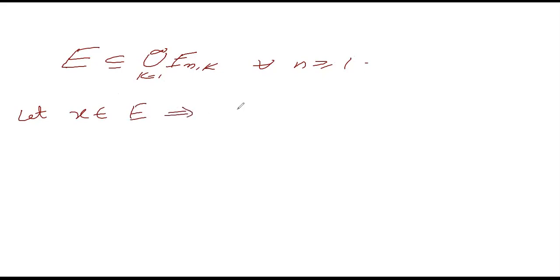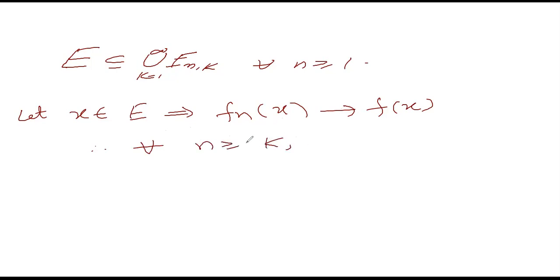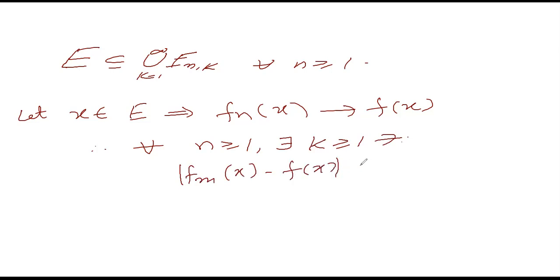This implies f_n(x) converges to f(x), because E is a subset of the set where f_n(x) converges to f(x) for each x in E. So that means for any positive integer n greater or equal to 1, not k, it is n greater or equal to 1, we can find, there exists k greater or equal to 1 such that the modulus of f_m(x) minus f(x) is less than 2 power minus n.